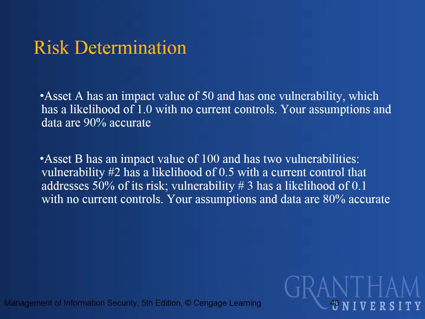Now look at Asset B. Asset B using the same formula. Can you figure it out? For vulnerability number 2, if you come up with a rating of 35, you're correct. In vulnerability 3, you should have rated as 12.